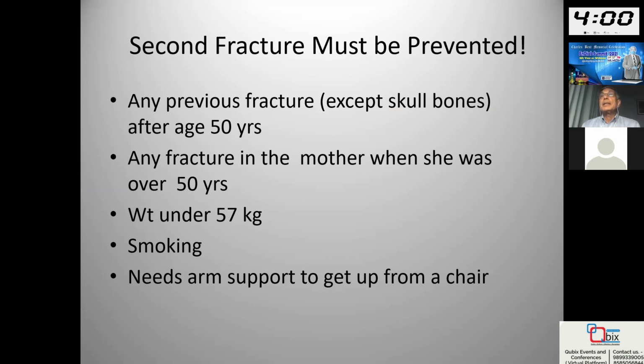Any fracture in the mother when she was over 50 years old increases the risk. Weight under 57 kilos, smoking, and if you need your arms to get up from a chair, that is a risk. So if you're in a sort of risky category, and there are many other engines, including the FRAX score for looking at risk, if you're in a risk category, then of course no holiday. And if you are in a low risk category, then yeah, a holiday is appropriate.